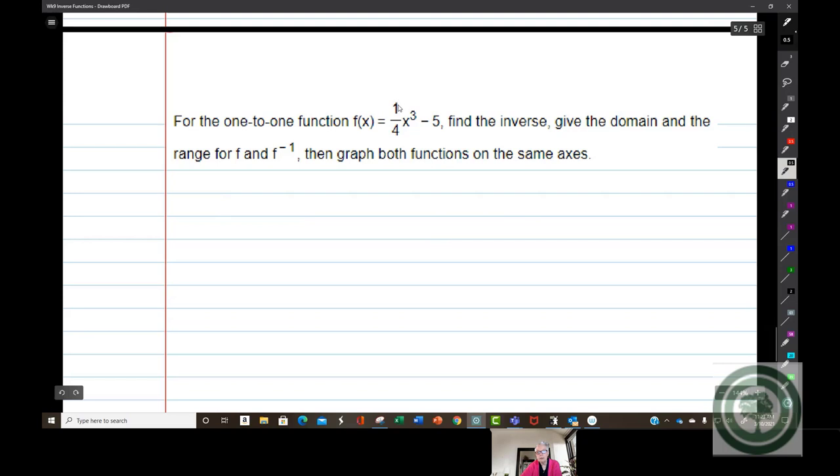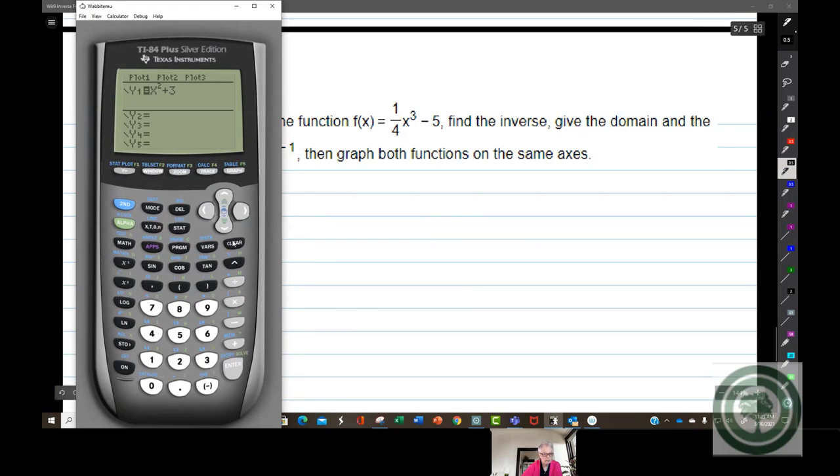Let's see what else there is. For the one-to-one function, f of x equals 1/4 x to the third minus 5, find the inverse, give the domain and range of f and f inverse. And then graph them both on the same set of axes. You can do that. And we'll do it with a graphing calculator. Let's go ahead and graph this. I'm going to go zoom 6 to set my window back to normal. And now I'm going to do 1 divided by 4 in parentheses, x caret 3, hit the right arrow key to come down, minus 5, and graph.